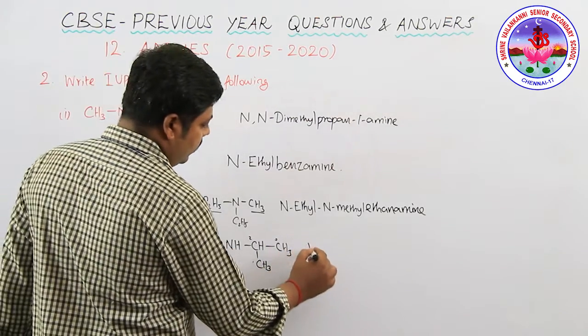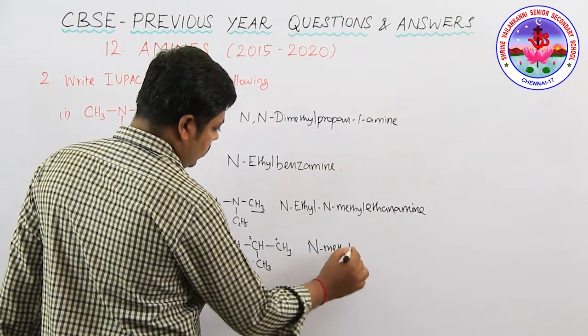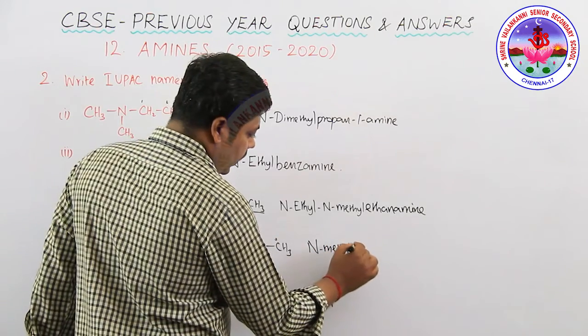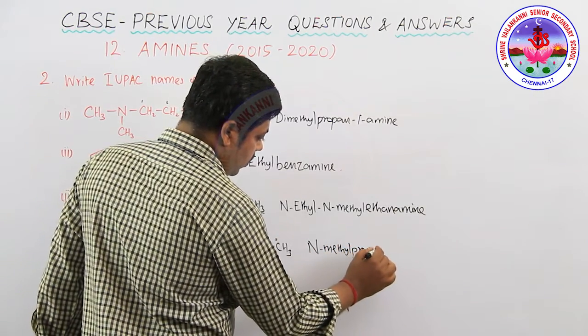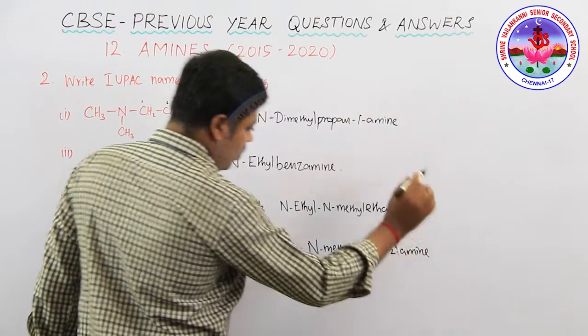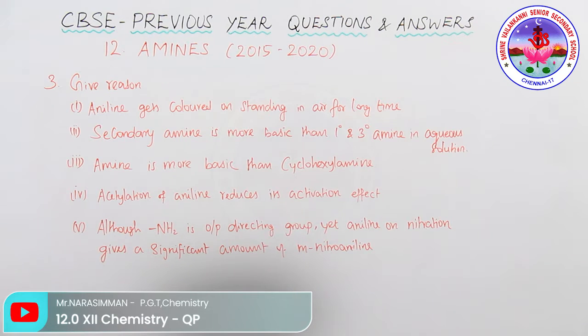So N-methyl, this group, and propan-2-amine. So N-methylpropan-2-amine. This is the IUPAC name of this compound. Just take the answer. Now this is the reasoning type question.